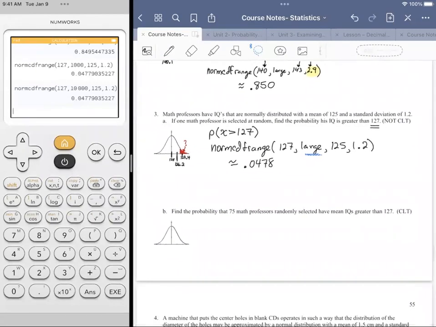All right. Now, in the next part, find the probability that 75 math professors, so that's an N value, randomly selected have mean IQs, so that's X bar, greater than 127. So same structure as the last question, just with an X bar. And like I did before, all the stuff here is going to come along for the ride, except we're going to have to swap out that 1.2.